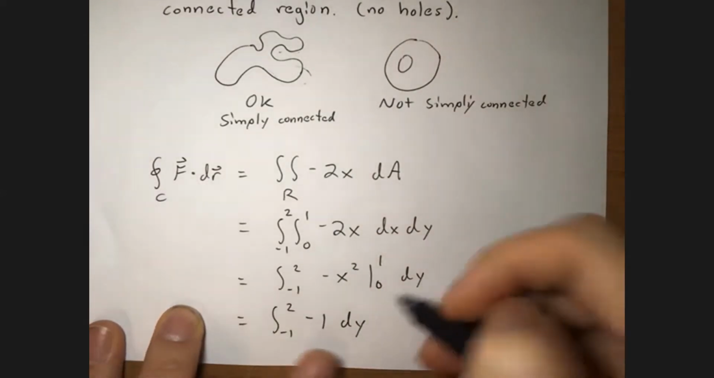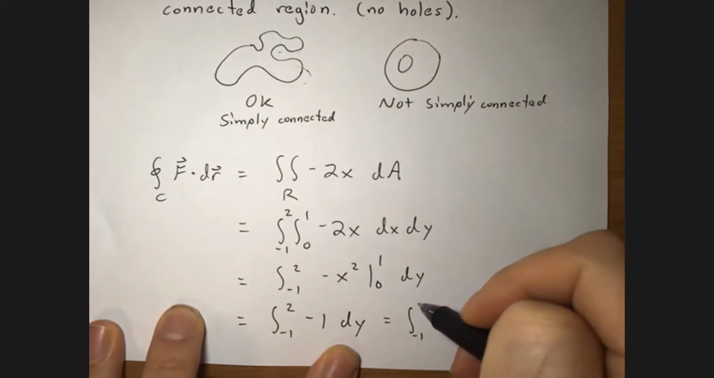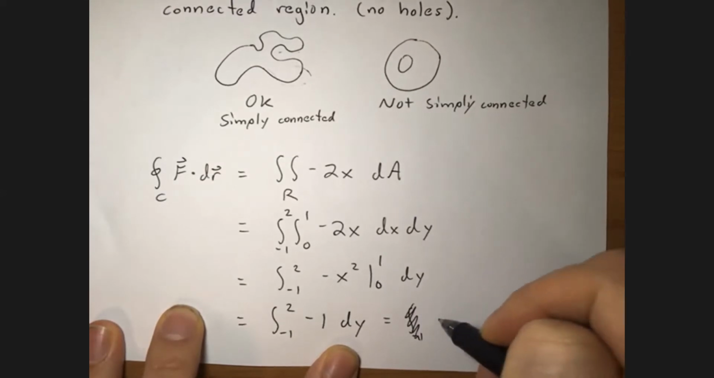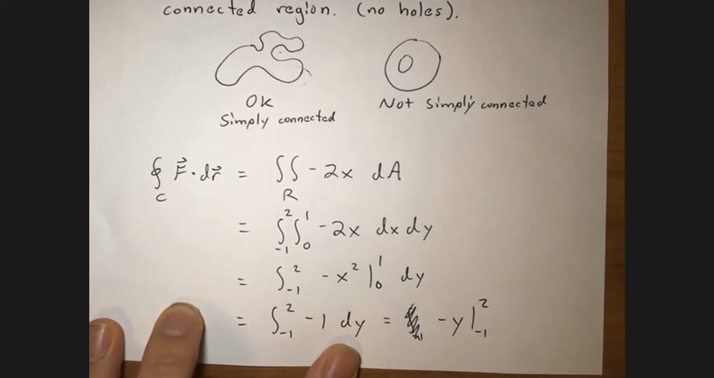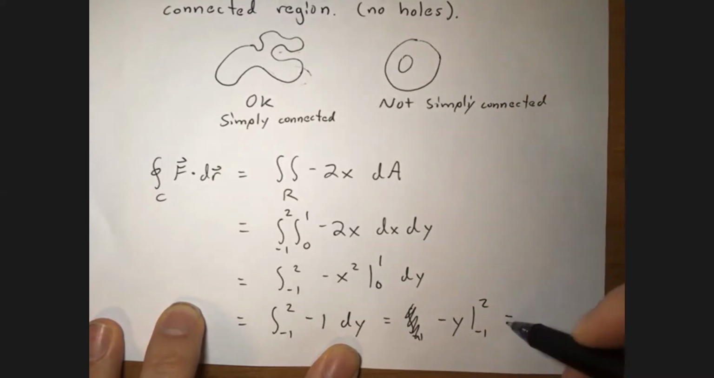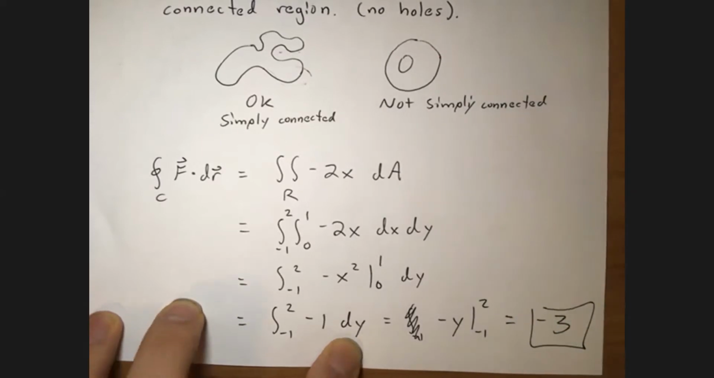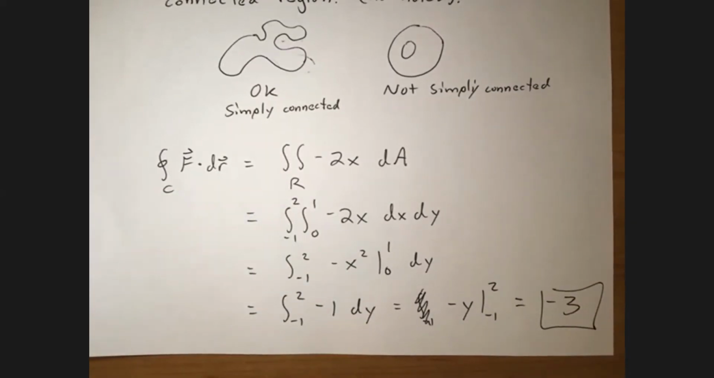Find the antiderivative. It's -y. I'm going to evaluate that from -1 to 2. So that's -2 minus +1, -3. Look at how much quicker that was than when we filled up over a page solving that problem by parameterizing the curve. We never had to parameterize the curve this time.